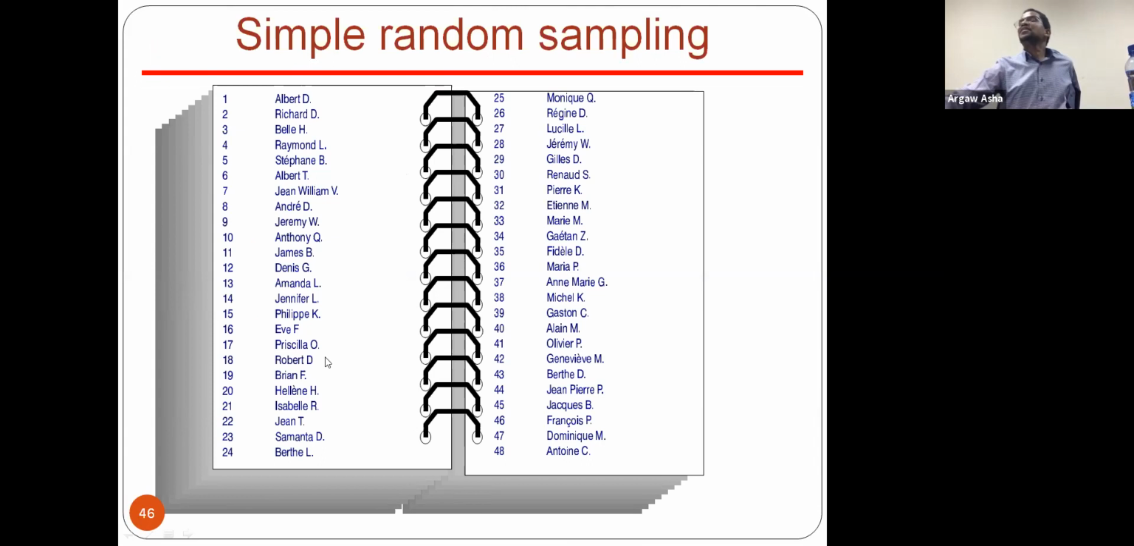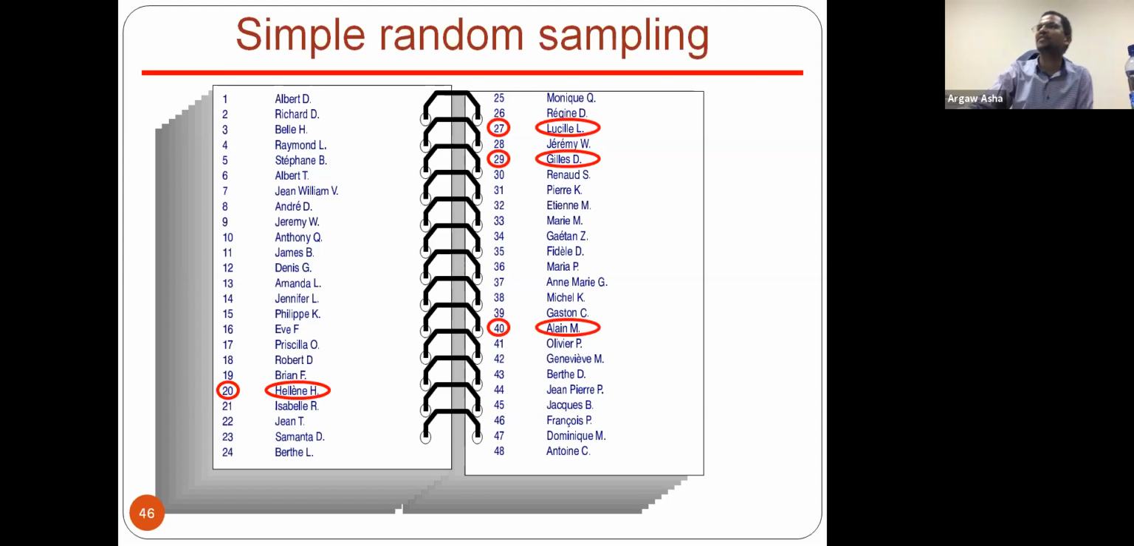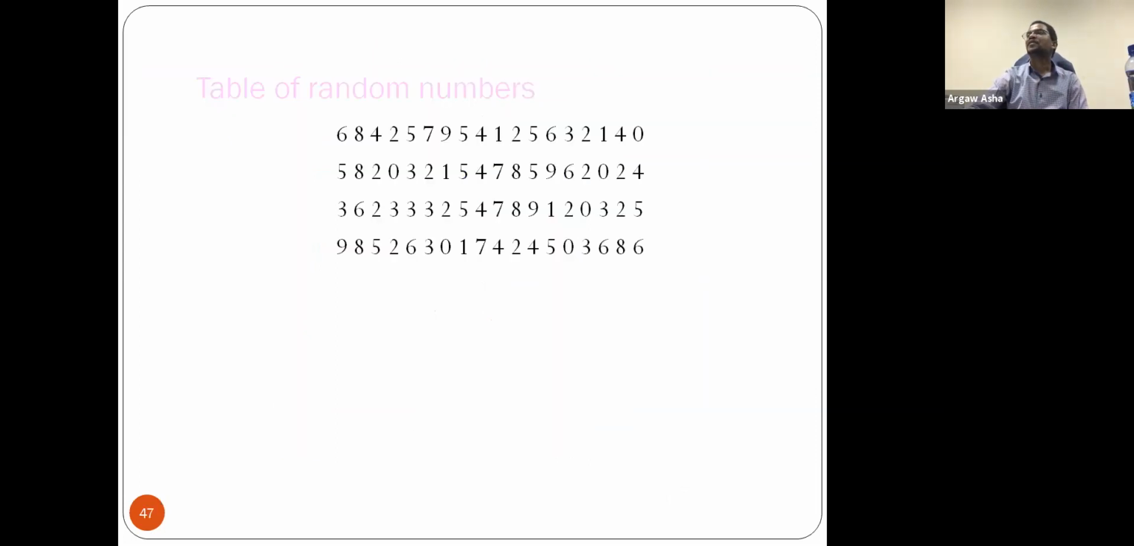For instance, we have a number of names of people from 1 to 24 and from 25 to 48. If you are choosing randomly, let us say, you can choose 20, 40, 29, 27, whatever, randomly. If it is simple random, we call it simple random choosing. We don't have any conditions. Or if you have a table of random numbers, you can pick 2, 2, or 2, 7, 5, whatever, randomly.